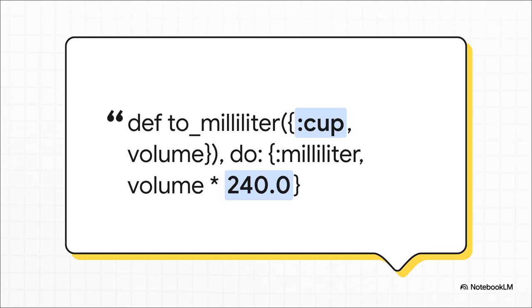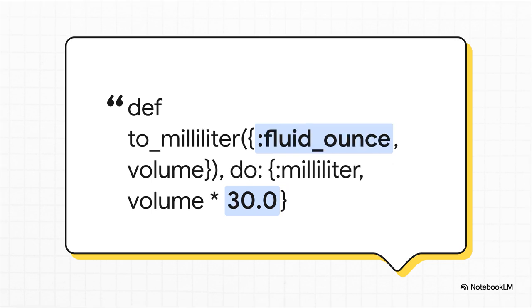This first one, it only matches if the first part of the tuple is the atom cup. If it is, it multiplies the volume by 240. So, if Elixir gets something that's not a cup, it just says, nope, doesn't match, and it moves right on to try the next one. If it sees a fluid ounce, great, this clause matches, and it multiplies the volume by 30. And you see the pattern here, right? We can just keep tacking on these tiny, focused expert functions for every single unit we need, like this one for the teaspoon. Each one does one simple job and does it perfectly.